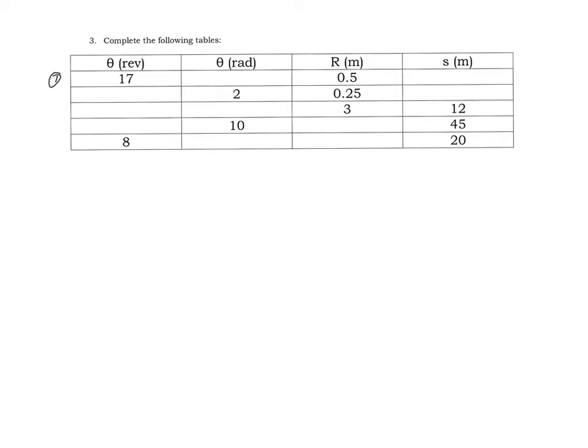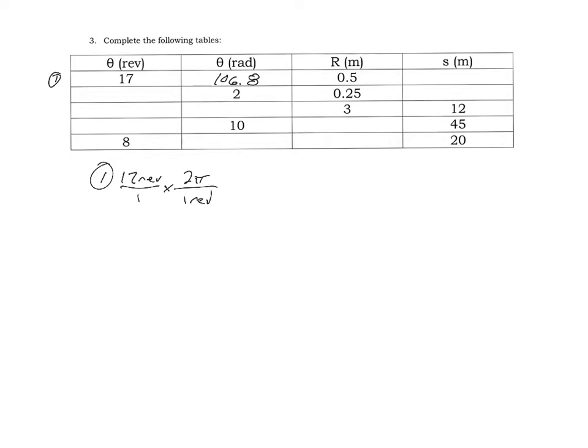Alright, you have to do these across in a row, so I'm going to label the first one number 1. Let's get radians out of revolutions, so 17 revolutions or rotations, it doesn't really matter. 1 revolution is 2 pi, so basically it's 17 times 2 times pi. I'll just tell you what my calculator gets, 106.8 radians.